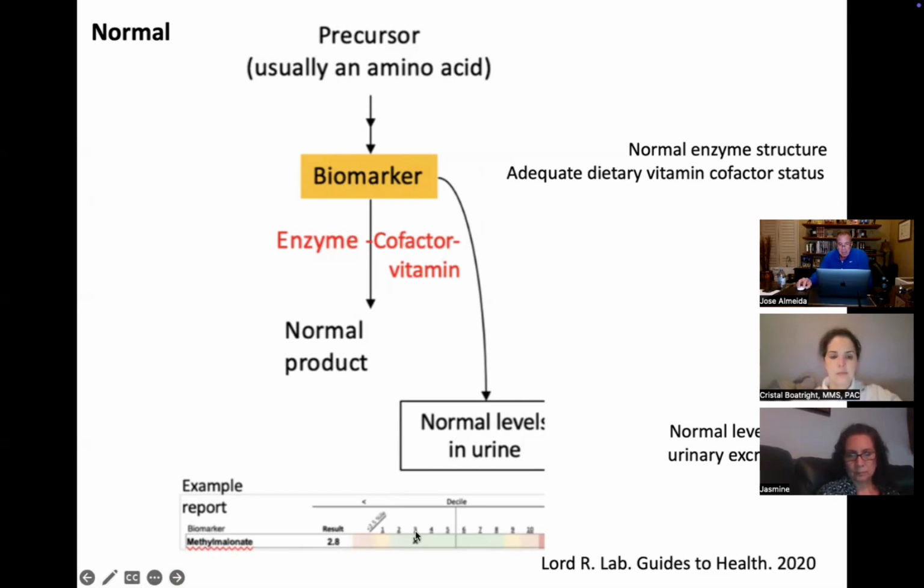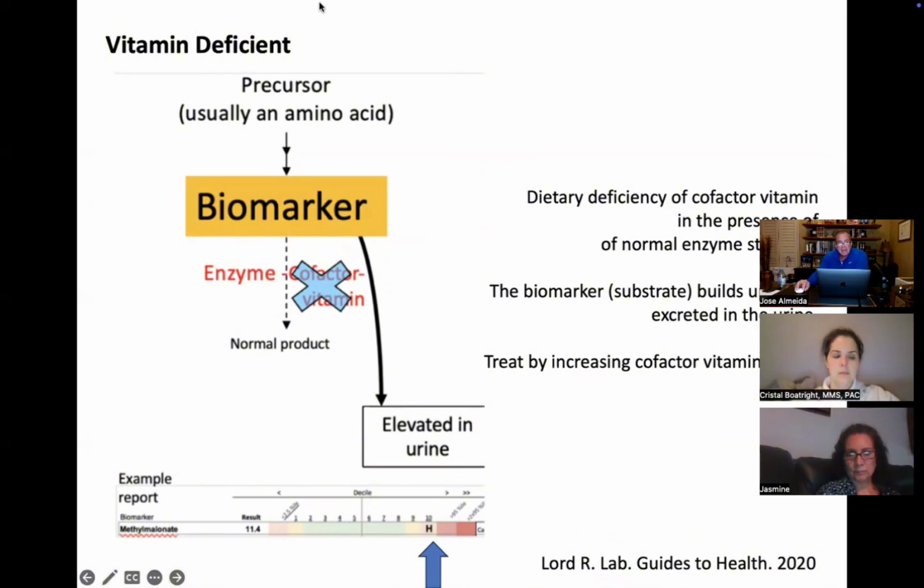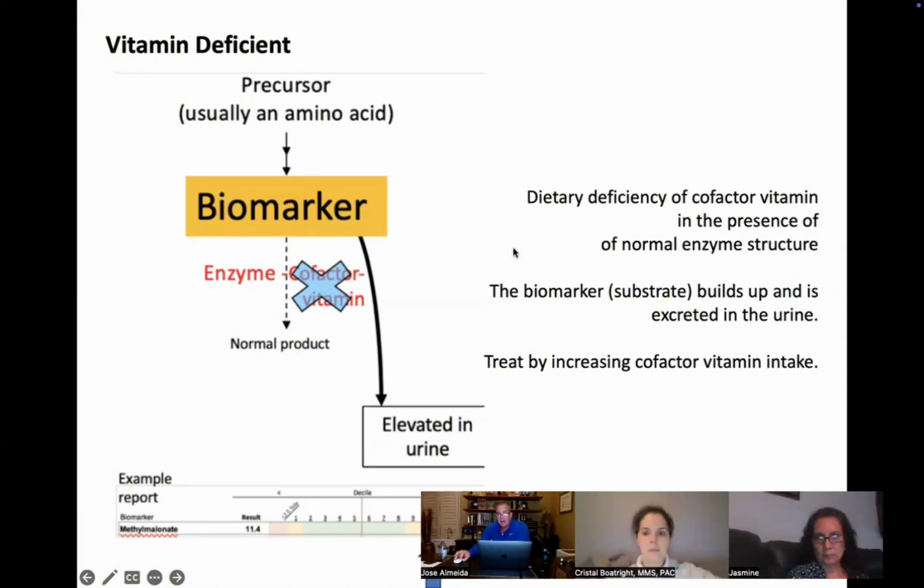Here, methylmalonate is normal. Now vitamin deficiency. Over here, there's an enzyme here and a vitamin here. These are what converts to the normal product. A dietary deficiency of a cofactor like a vitamin, in the presence of a normal enzyme, won't allow the conversion. So the biomarker or substrate builds up and is excreted in the urine. So you treat by increasing the vitamin cofactor or vitamin intake.